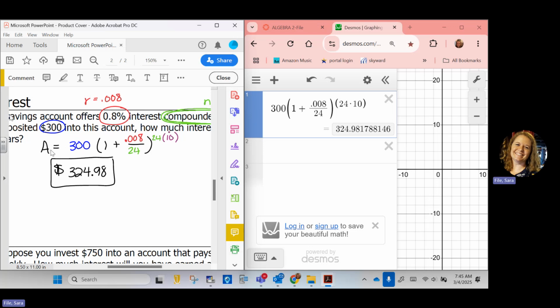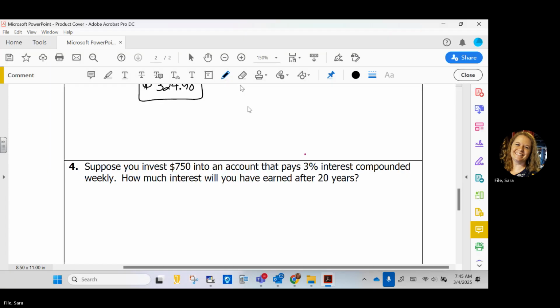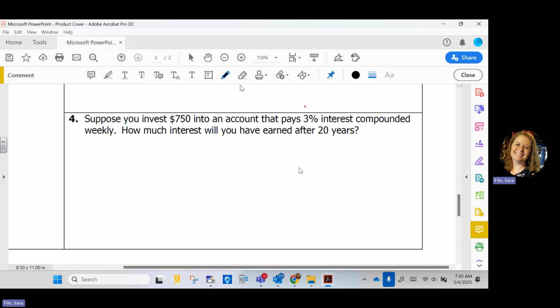All right, last one. We invest $750 into an account that pays 3% interest compounded weekly. How much interest will you have earned after 20 years?